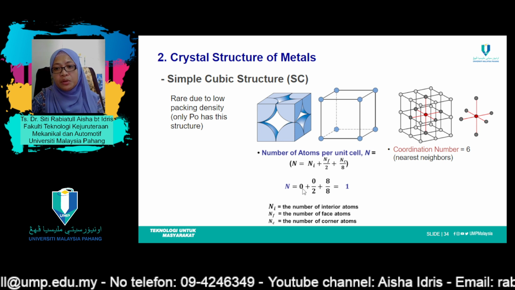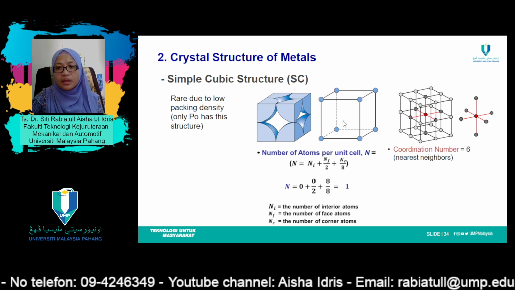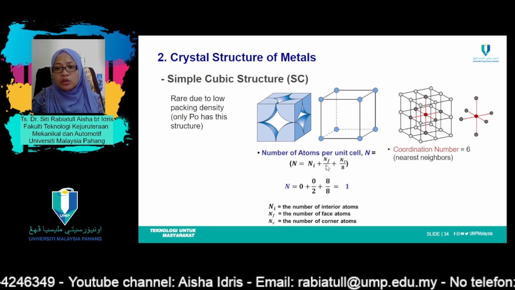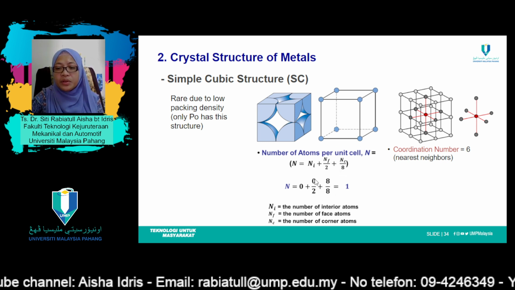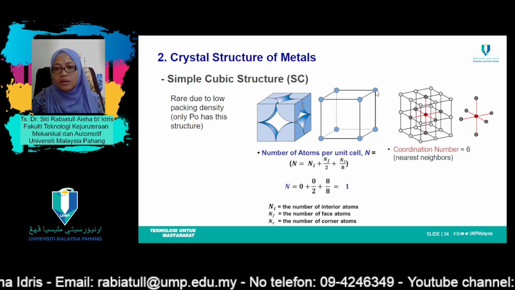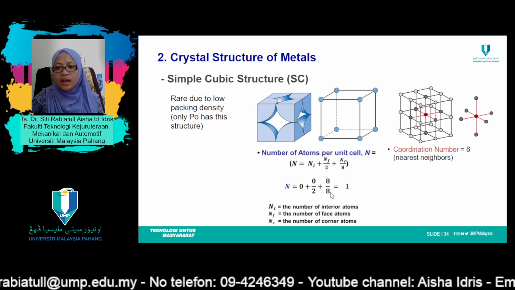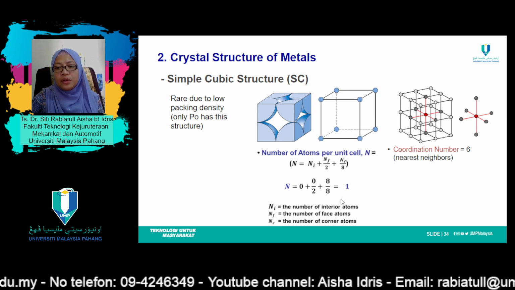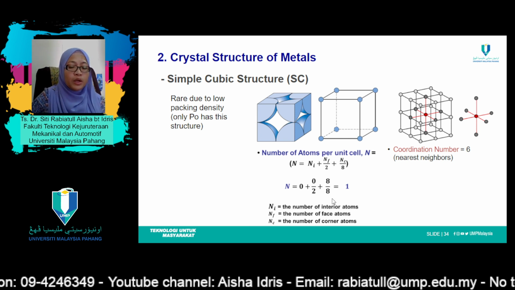And I equals 0 because there are no middle or interior atoms in that unit cell. So 0 plus the number of atoms at the face. There's no atom at the face of the cell, so 0 over 2, plus the number of atoms at the corner. Yes, there are atoms at the corner, which is 1, 2, 3, 4, 5, 6, 7, 8, so 8 over 8. Altogether this equals 1. So for simple cubic, the number of atoms equals 1.